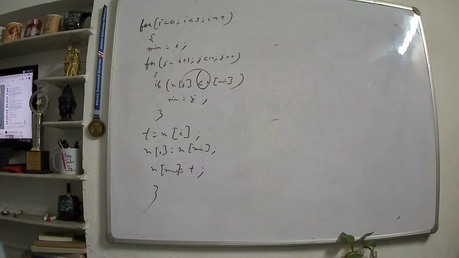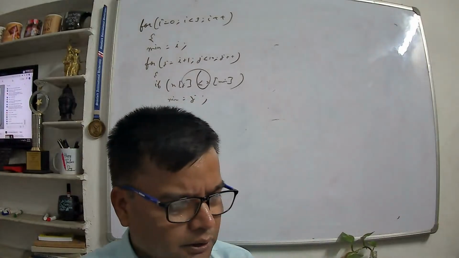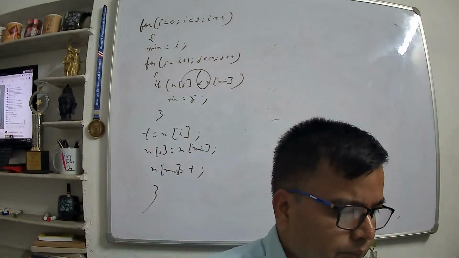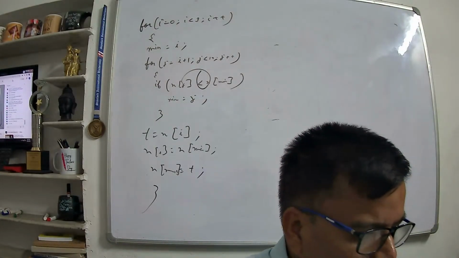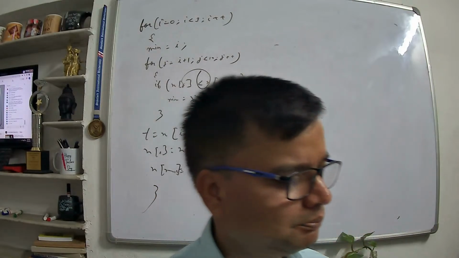According to me, binary search will come, and sorting: selection sort. 50% chance of selection sort and 50% chance of bubble sort.